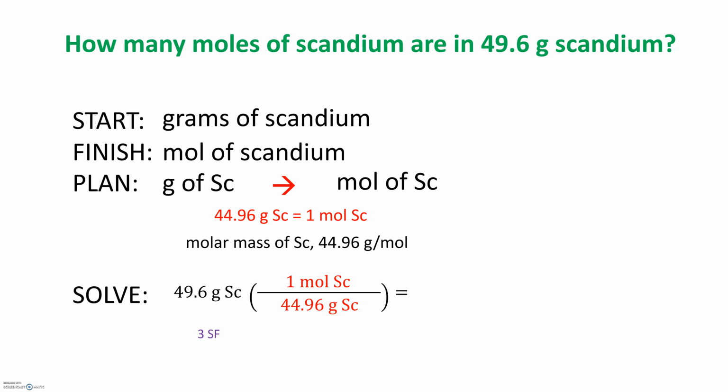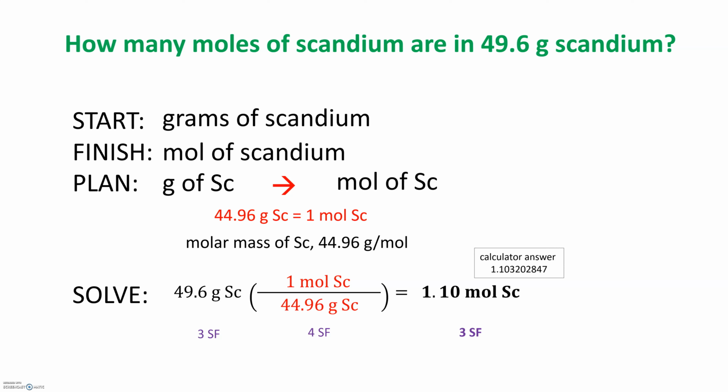Got 3 in my starting number, 4 in my molar mass. Remember, those are measured numbers. So my answer should have 3 significant figures. My calculator gives me this answer. I need to round it to 3 significant figures and include units in my answer.